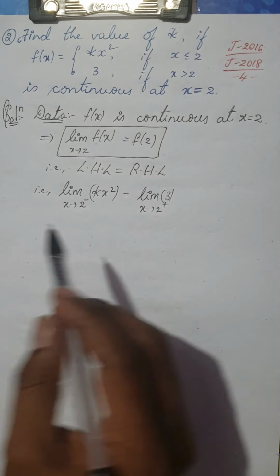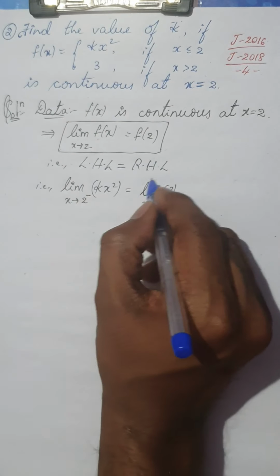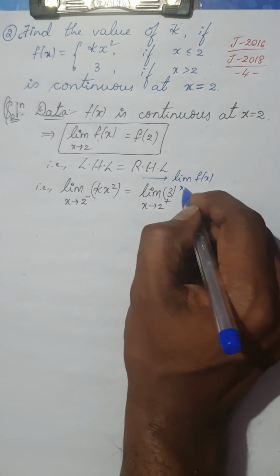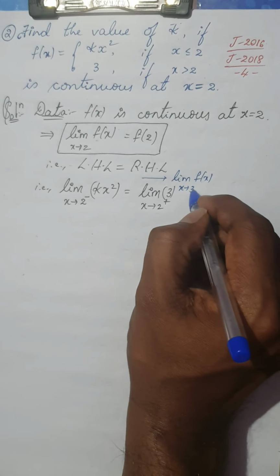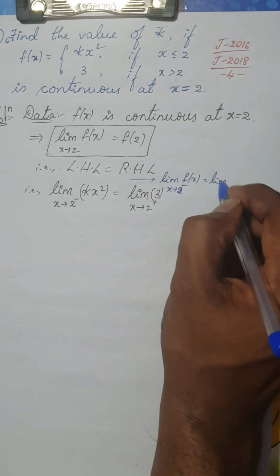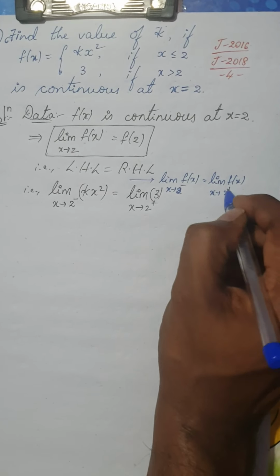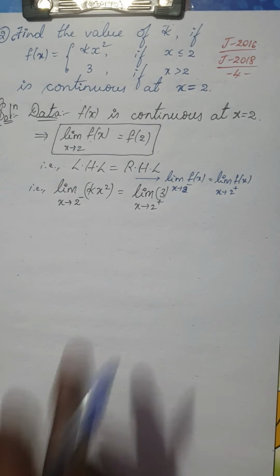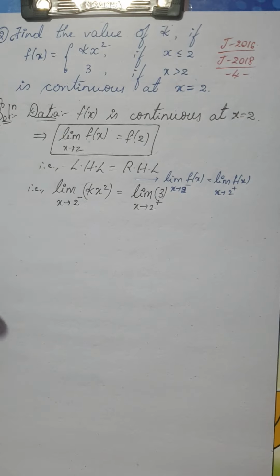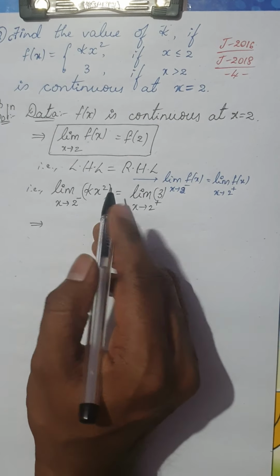Maybe you can also write this step before, which is understood. Limit of f of x as x tends to 2 minus, that is the left hand limit, is equal to the limit of f of x as x tends to 2 plus. Is it clear? You write this step because it will increase the length of the answer, as the steps are very few here. This implies, now substitute the value of 2 here.